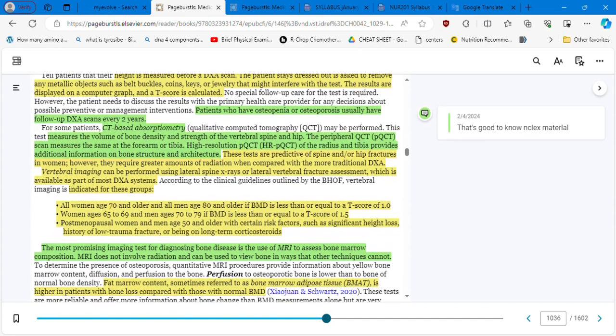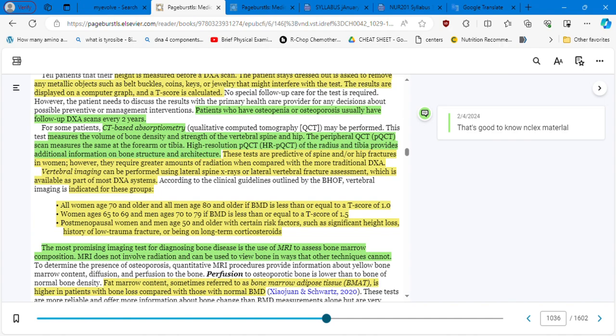If the patient goes to a CT-based absorptiometry, this test measures the volume of bone density and strength of the vertebral spine and hip, and the peripheral QCT scan measures the same at the forearm or tibia. High resolution peripheral QCT of the radius and tibia provides additional information on bone structure and architecture. These tests are predictive of spine and/or hip fractures in women.